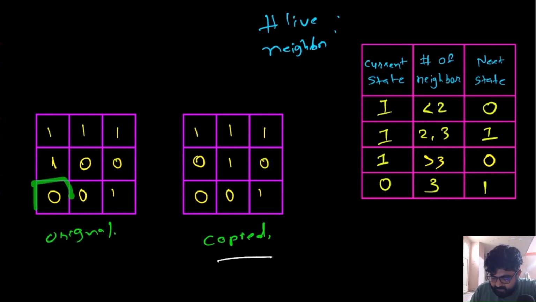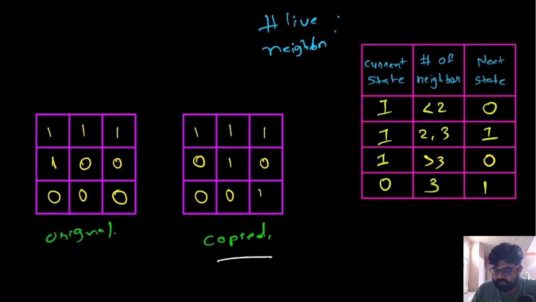Now I'm at this particular position 0. For this 0, how many ones does it have? It only has 1 neighbor, so I don't need to do anything. For this particular 0, it currently has 2 neighbors, so I don't need to do anything. For this particular 1, currently it only has 1 live neighbor. Over here it shows 0, but actually it has 1 live neighbor, so the number of live neighbors is less than 2, which means this state is going to be changed to 0.